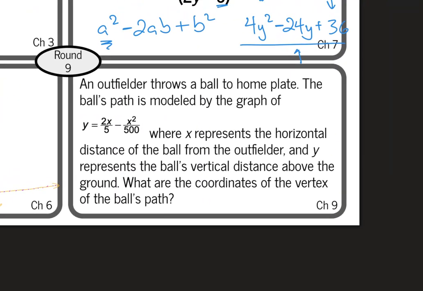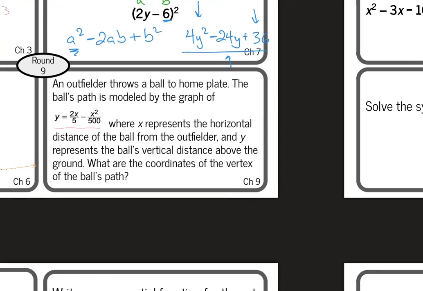Next, this might terrify you by the look of it, but this problem is actually pretty nice. An outfielder throws a ball to home plate. The ball's path is modeled by this graph, where X represents the horizontal distance of the ball from the outfielder and Y the ball's vertical distance above the ground. What are the coordinates of the vertex of the ball's path?